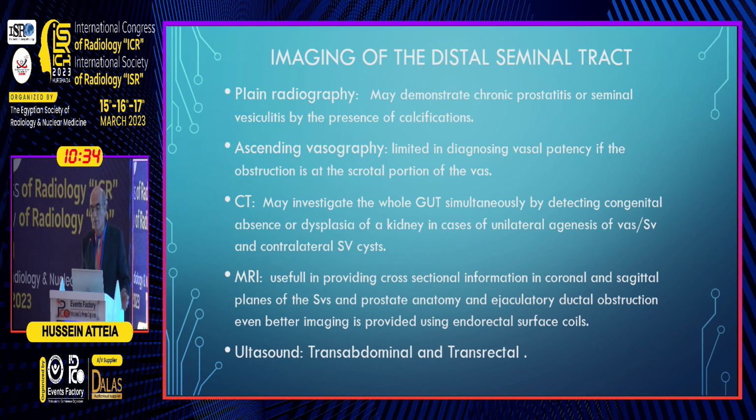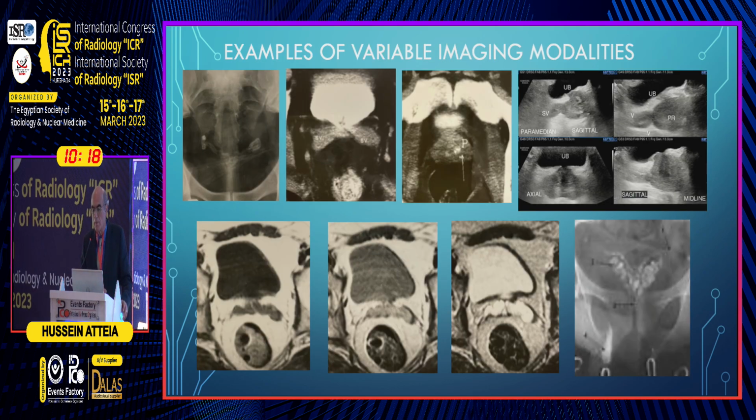But the MRI is even more useful. They could see the prostate and seminal vesicles in the coronal plane, and even more detailed integrity of the seminal vesicles and the vas deferens using endorectal surface coil. Now, ultrasound, transabdominal and transrectal, I will show the pictures.